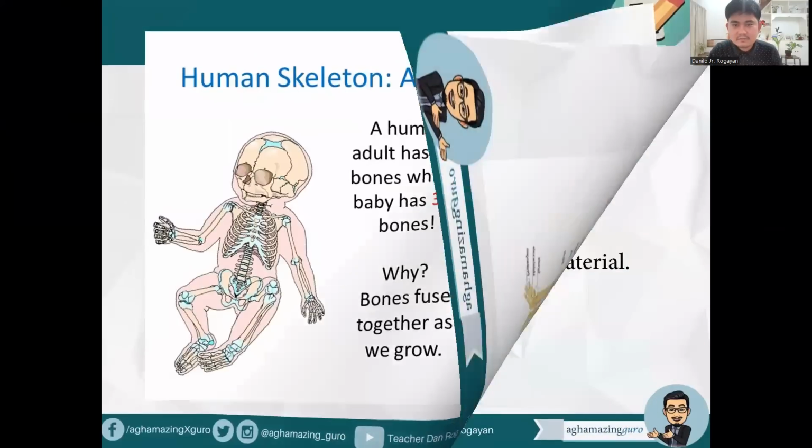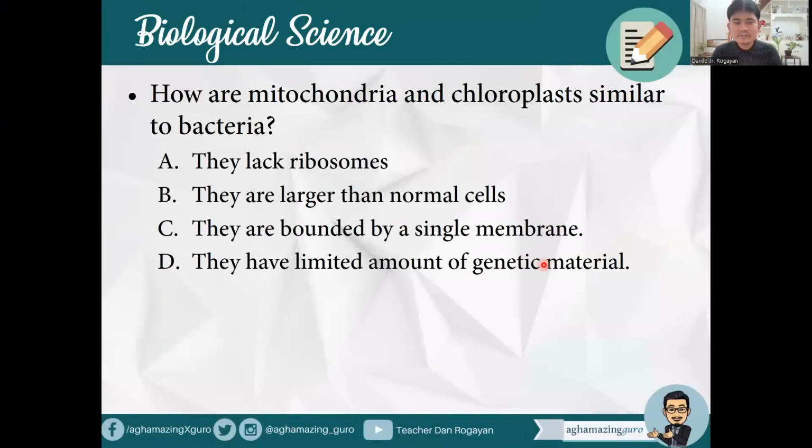Okay, next. How are mitochondria and chloroplasts similar to bacteria? A, they lack ribosomes. B, they are larger than normal cells. C, they are bounded by a single membrane. D, they have limited amount of genetic material.